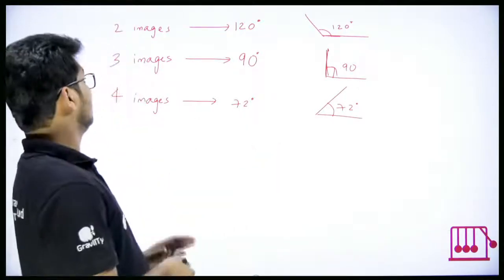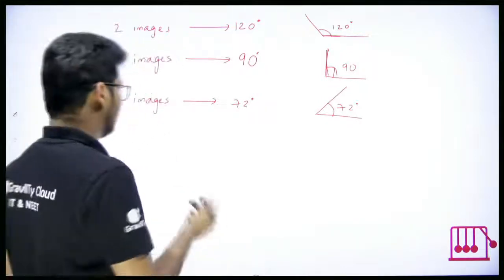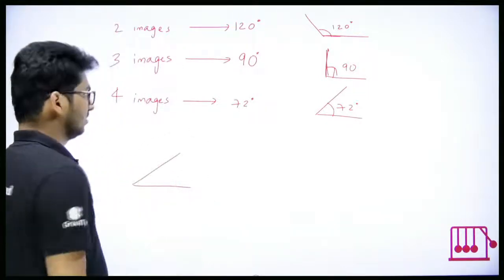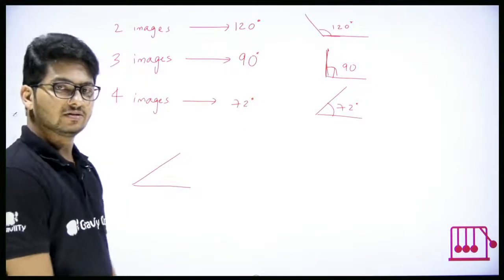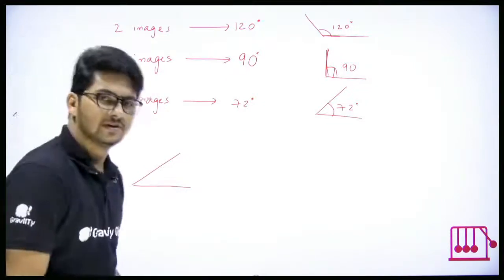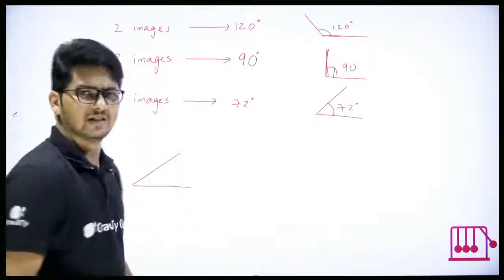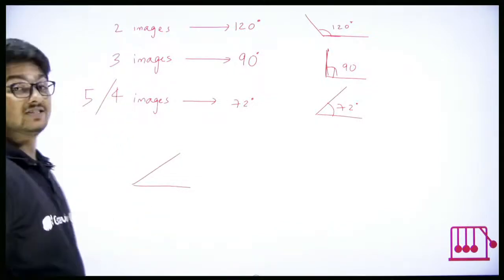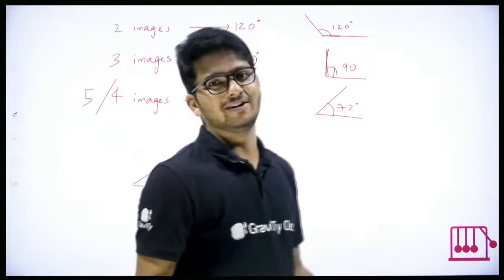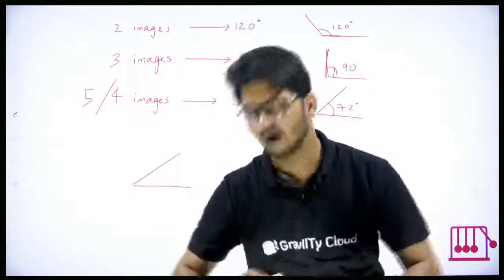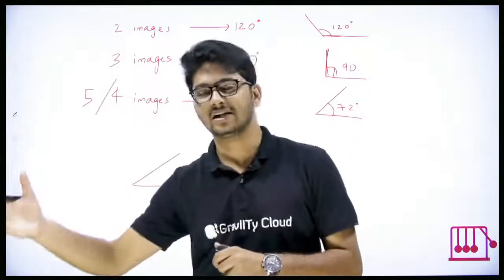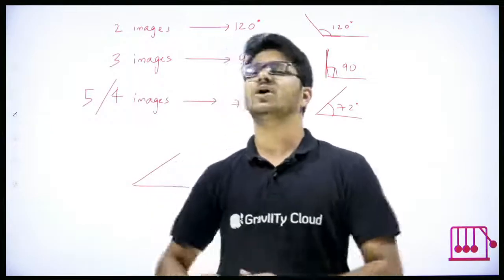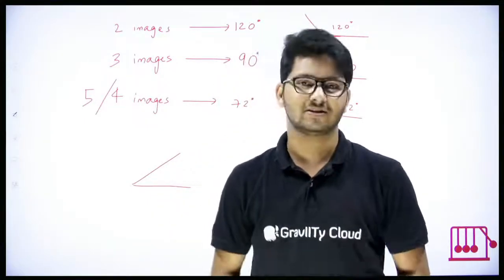So just play around with it. And sir, let's say I've kept the mirrors randomly like this, and I'm getting 5 images. Will the angle always be 72? Or let's say I'm getting 4 images. Will the angle always be 72? No. It can change. Now there are formulae for it, but it's not up to your level now. You will learn that in higher grades. So just play around with it and you'll understand.